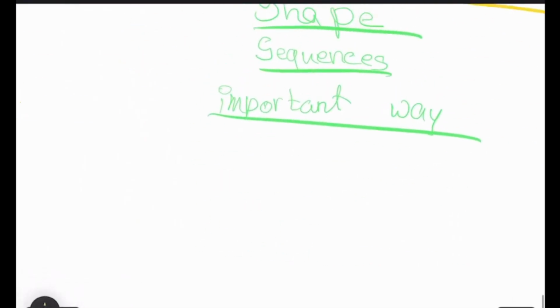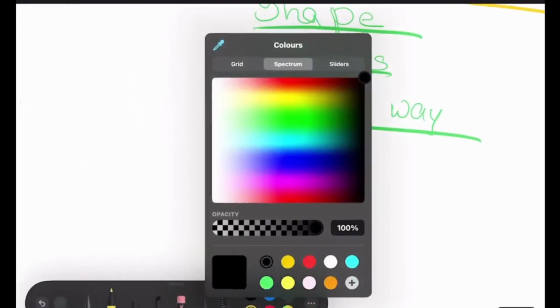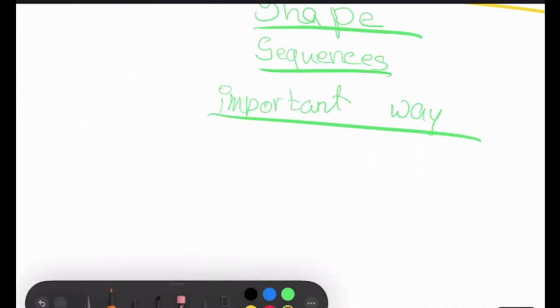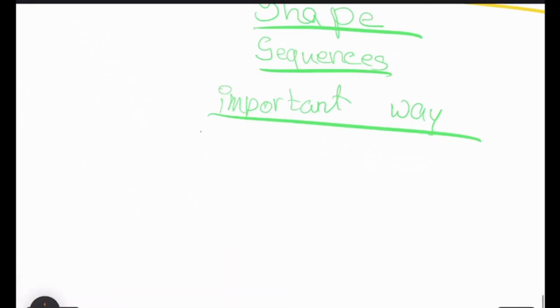Okay, so now if we continue, let's pick any random color of your wish. After some time, maybe I'll start some live classes also, but still for maybe 1 or 3 months, I'm going to do recording only.